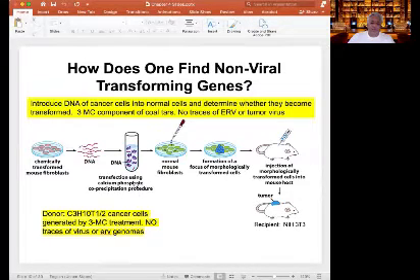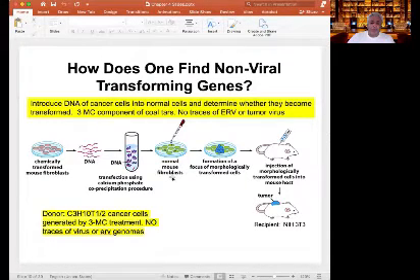uses a calcium phosphate or a shock of electricity in combination with calcium phosphate and potassium phosphate to induce the surface of the cells, these cultured cells, to uptake this exogenous DNA. So some of these cells will have taken up the DNA, not all of them, but some.